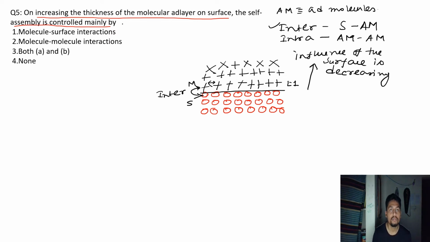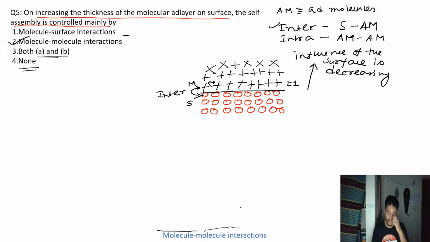So mainly that will be controlled by the molecule interaction, right? Because molecule-surface interaction dominates when the thickness is very small. So there is no question of both A and B, and no question of none. So that is the answer. Molecule interaction. Whenever the thickness is higher, we are going to get the adsorbent.